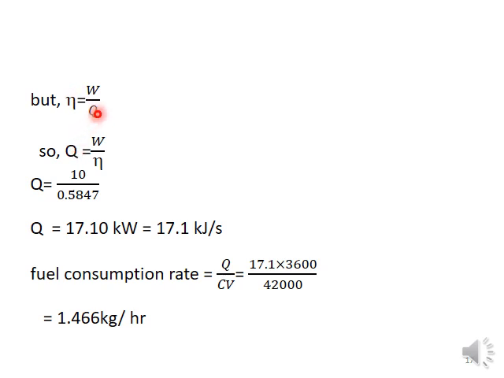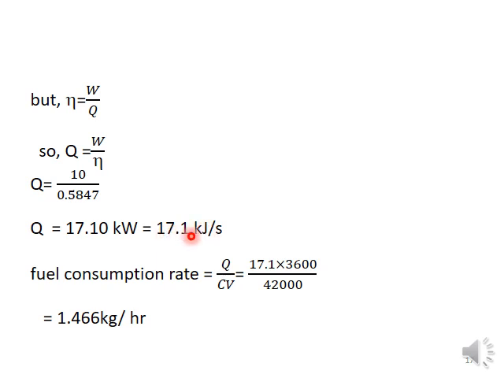You can write, we want the heat supplied, so heat supplied is equal to W by efficiency. In the data they gave the W value, and by using the compression ratio we got the efficiency value. Q is equal to 17.10 kilowatts. 1 watt is nothing but joule per second, so we can also write this as 17.1 kilojoule per second.